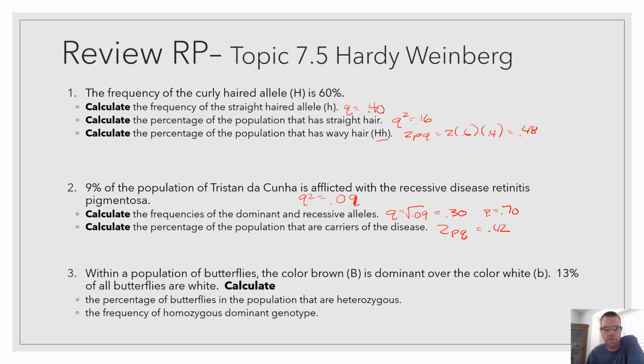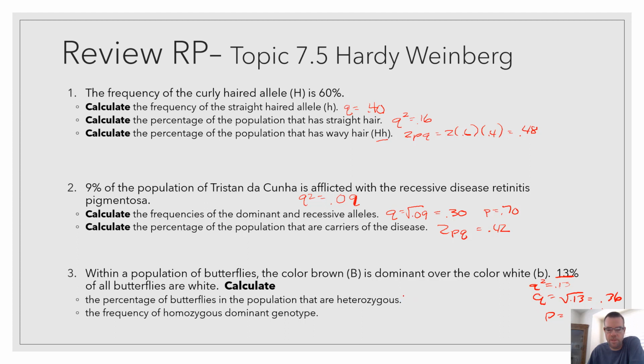Okay, within the population of butterflies, brown is dominant over white. 13% of the butterflies are white. So right there, this 13% is my q squared, 0.13. That means q is going to be equal to the square root of 0.13, which is 0.36. So p obviously is going to be equal to 0.64.